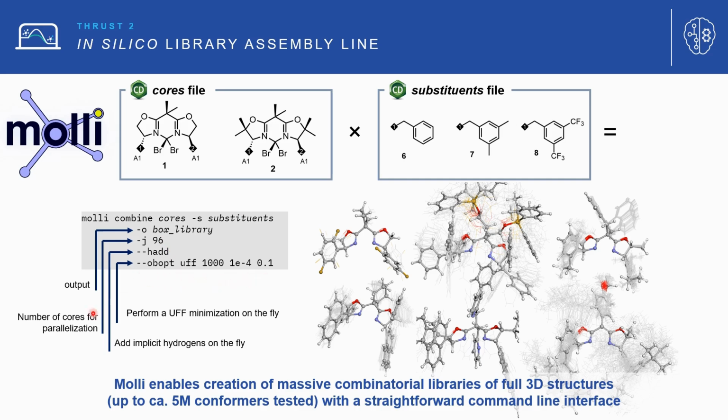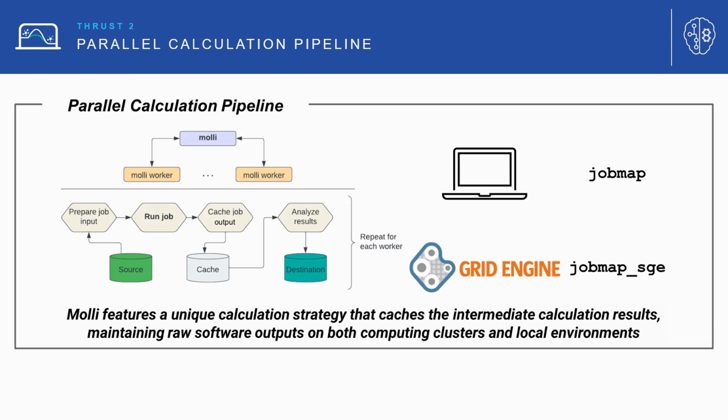And this allows us to create huge combinatorial libraries that we've tested up to at least 96,000 different structures. And with the conformer library format, we can have up to 5 million conformers actually existing within some of these libraries themselves. Another important aspect to Molli is its ability to parallelize calculations over an entire molecule or conformer library.